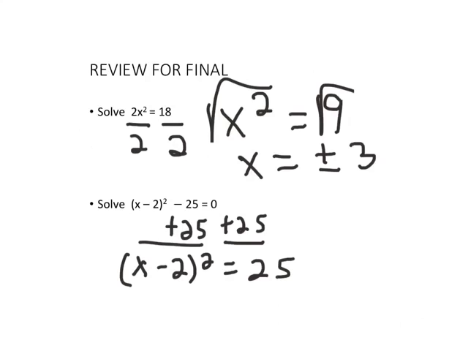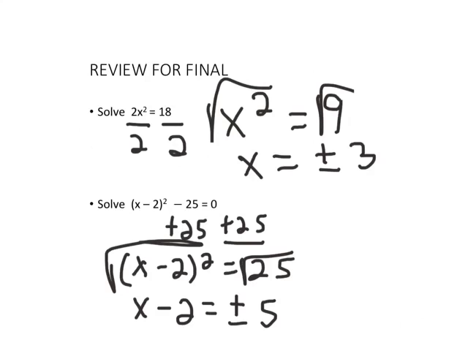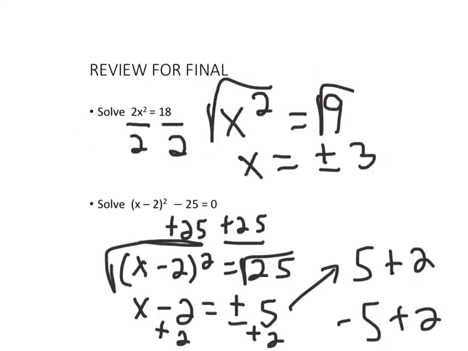Now, what do you guys think we would do next? Yes, you guessed it. Square root both sides. So when we square root both sides, we're left with x minus 2 equals plus or minus 5. Remember, whenever you take the square root of a positive number, when solving an equation, it always comes out to be plus or minus. Now, we need to go ahead and finish this off by adding 2 to both sides. And when I add 2 to both sides, I'm running out of room, I have 5 plus 2 and negative 5 plus 2. So my answers are 7, and negative 5 plus 2 is negative 3.